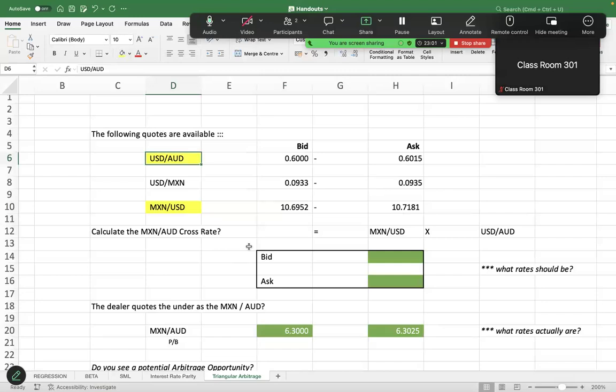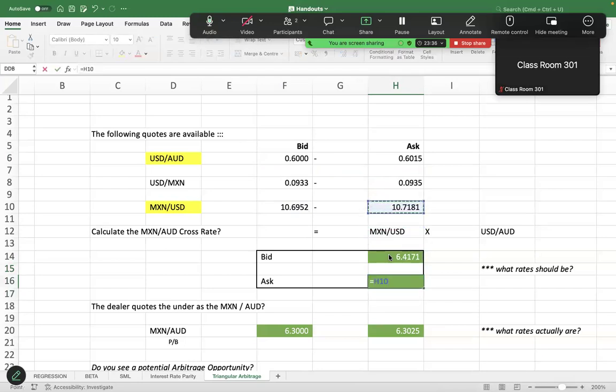अगर इन दोनों को मल्टीप्लाई करते, तो if I multiply MXN USD into USD AUD, what will happen? This nullifies, so you get the MXN AUD cross rate. This is called the cross rate. तो वो मैं पहले डिटरमिन करूंगा यहाँ पे for bid and ask. MXN USD into USD AUD. This is the bid for the MXN AUD.